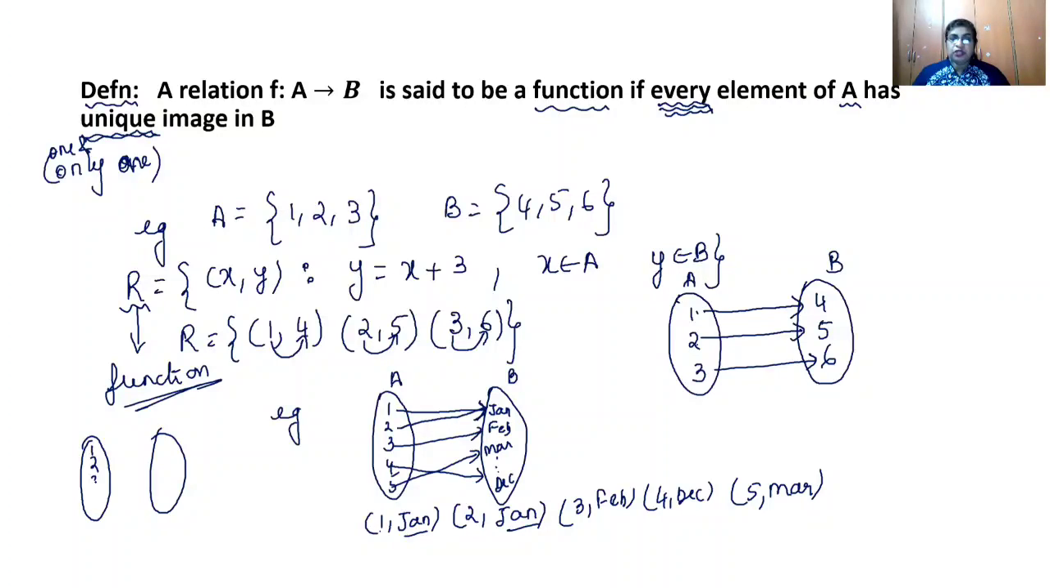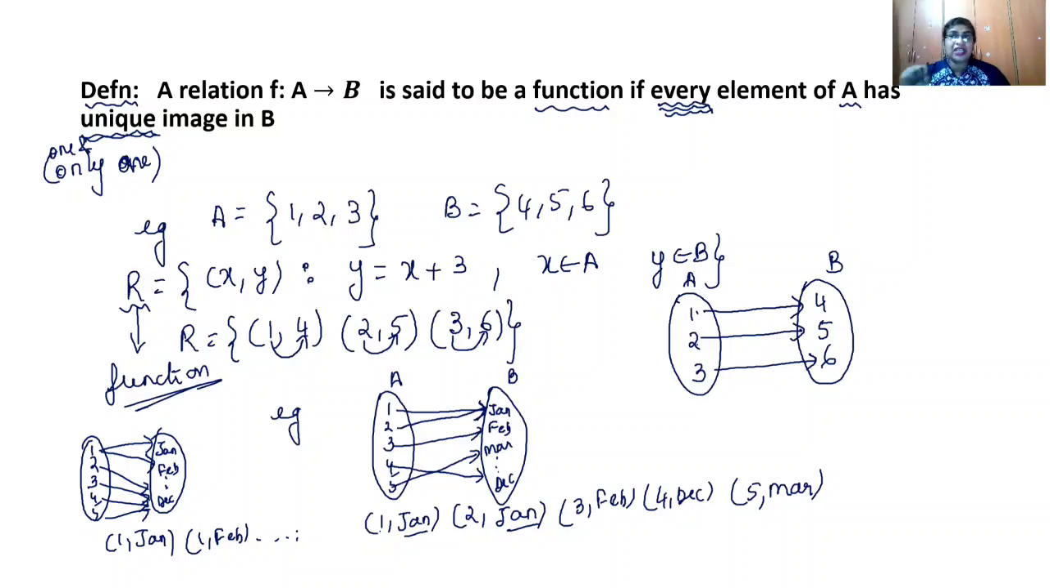Now, same 1, 2, 3, 4, 5 is there, and we have January, February, up to December. Is it possible for a student to be born in January and also in February? Not possible, no. One student is born in only one of the months. So suppose you write 1 comma January, and you are also writing 1 comma February. And it goes on.